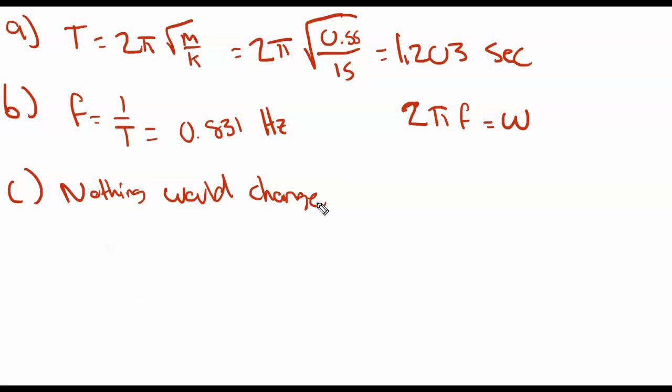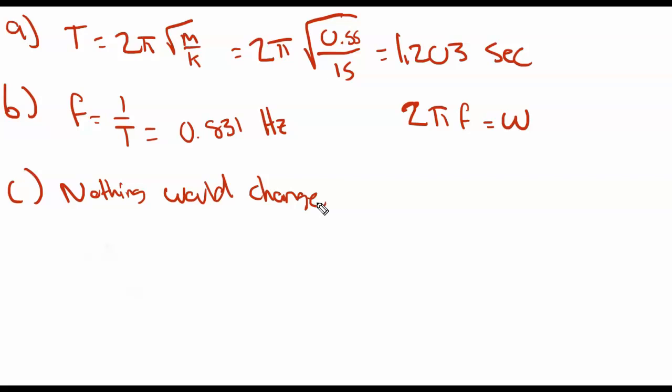Nothing in the equation tells us anything about amplitude. And so what that means is amplitude is not a factor that affects period. So in other words, even if the amplitude is doubled, it's still going to take the same amount of time to go back and forth one time, which is a little counterintuitive.